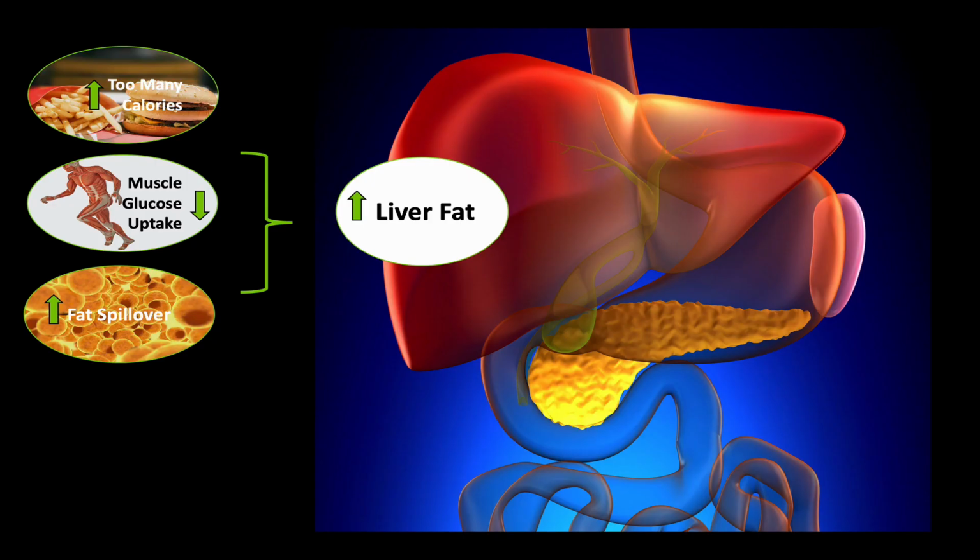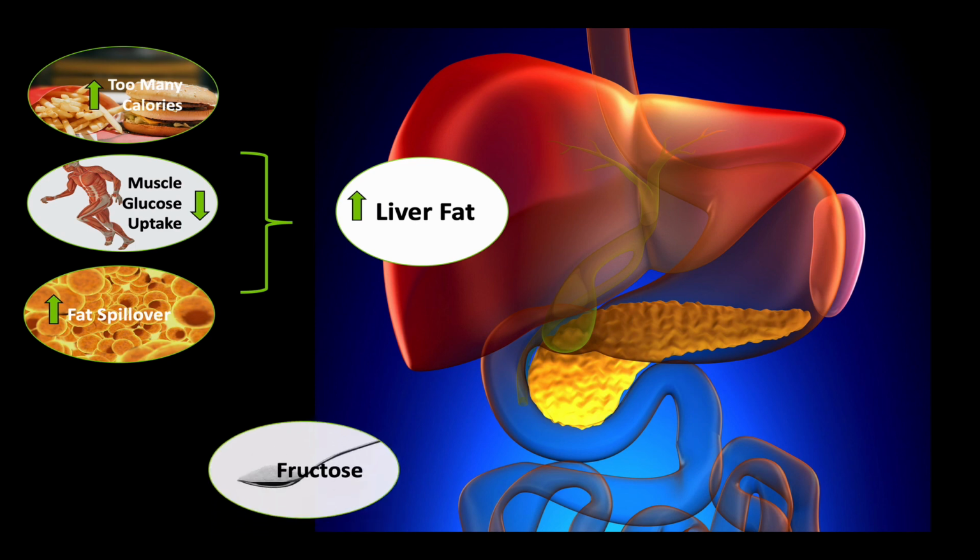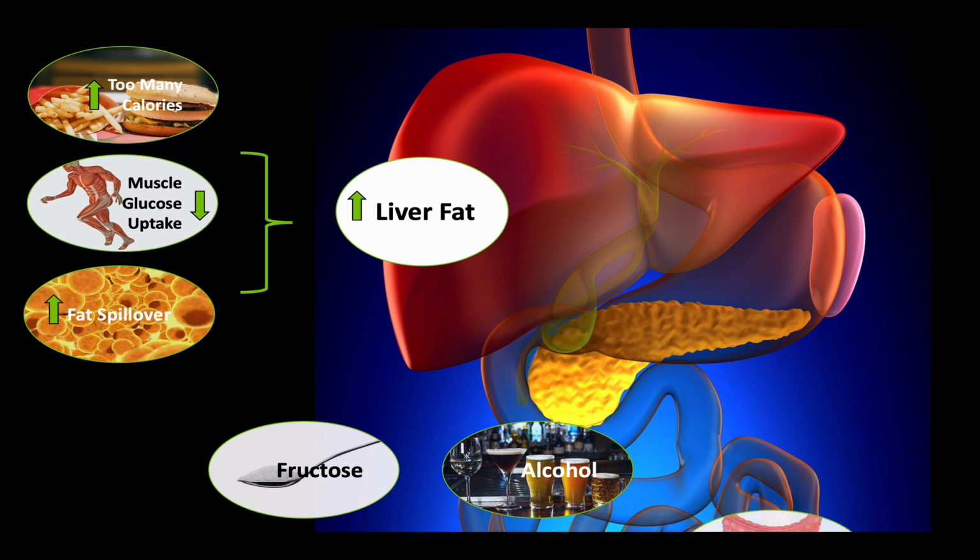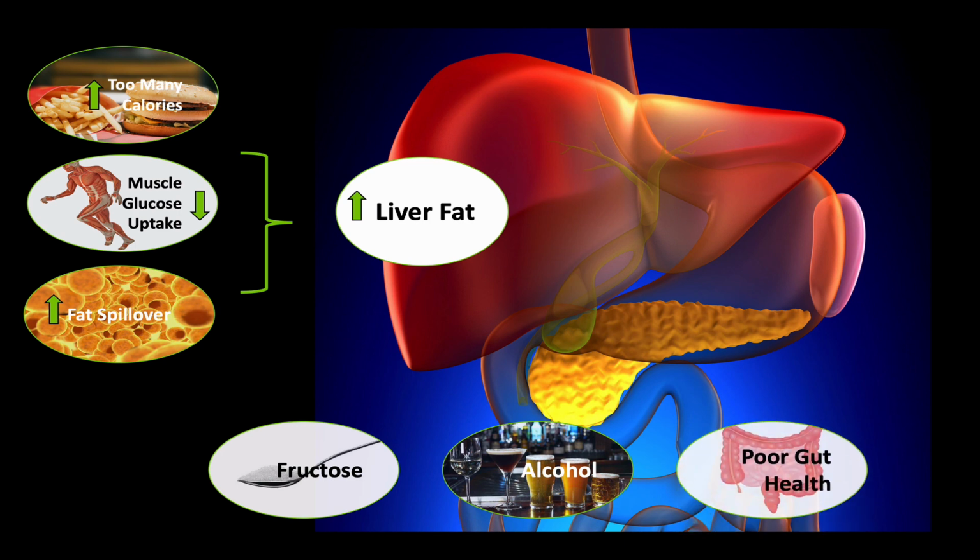And so when we look at these components for liver fat, we now start to need to think about fructose, not the fructose in fruit, because the concentration of the fructose in fruit never hits the liver at such a stage that it adds to liver fat. It's the fructose in added sugars. It's alcohol. And then the third component here is gut health.